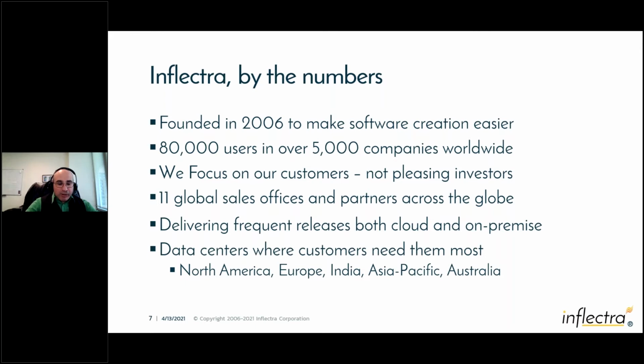We also have data where people need them. Data privacy has become a huge issue. We have data centers in different regions: North America, Europe, India, Asia Pacific, and Australia. And one key aspect is that we designed it in a way that the data in that region stays in that region. So if you need to have data resident in India or in Canada, we can do that for you.